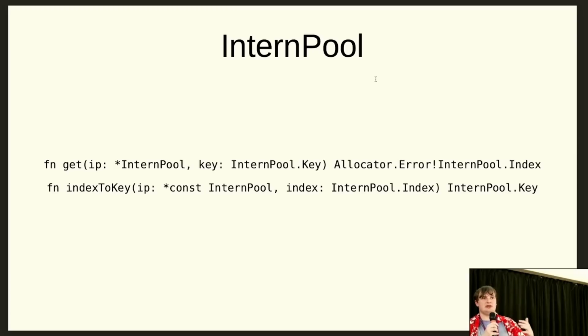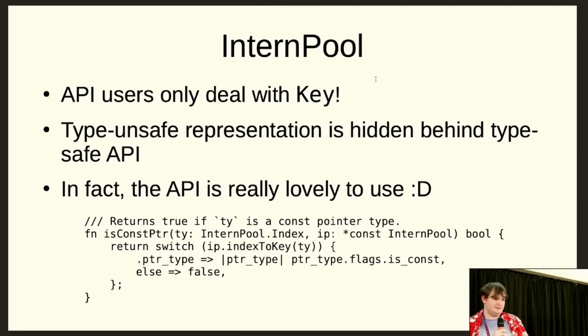So at no point here are we exposing the messy stuff that's happening under the hood, which means we don't need to worry about that across the code base. If you make a change to how the intern pool is representing things, that change isn't too sweeping of a change now. All of your changes are localized within the implementation of the intern pool. So API users only have to deal with key.